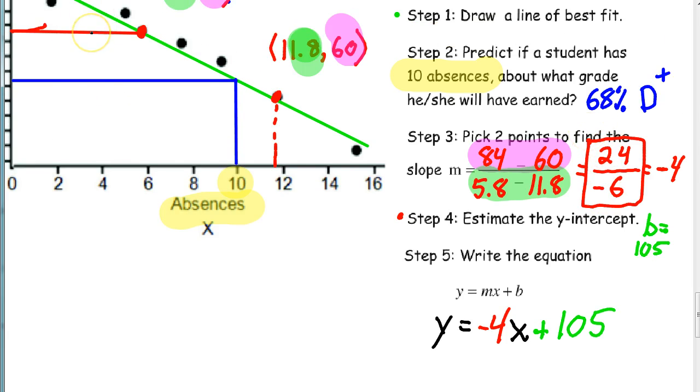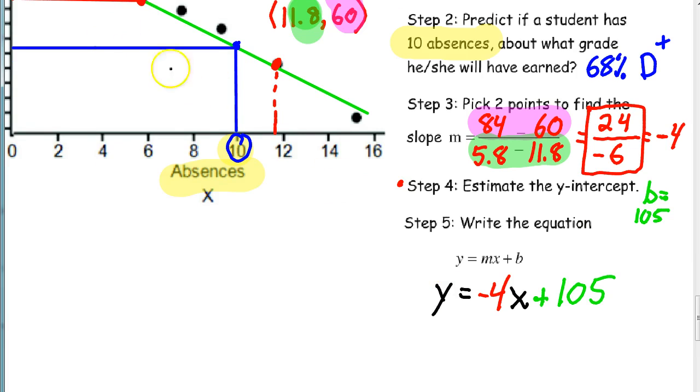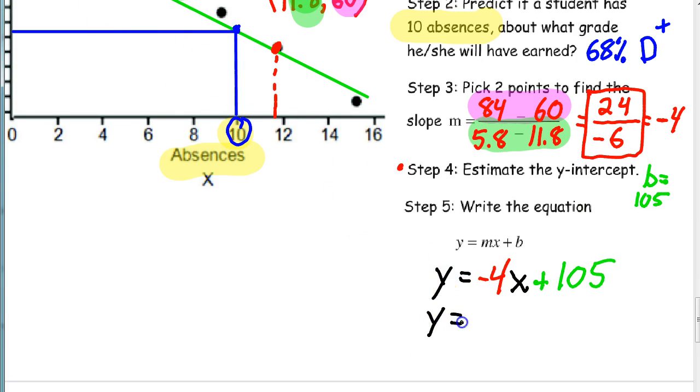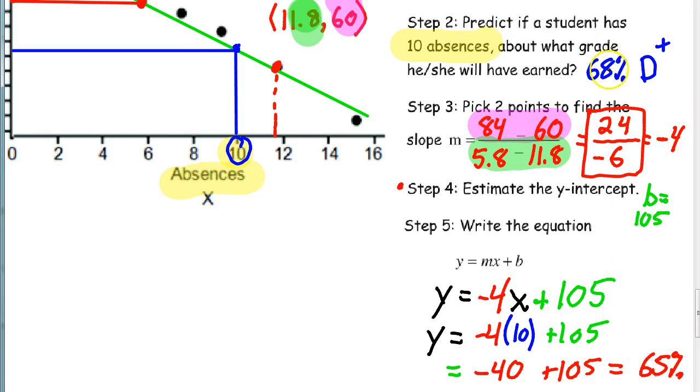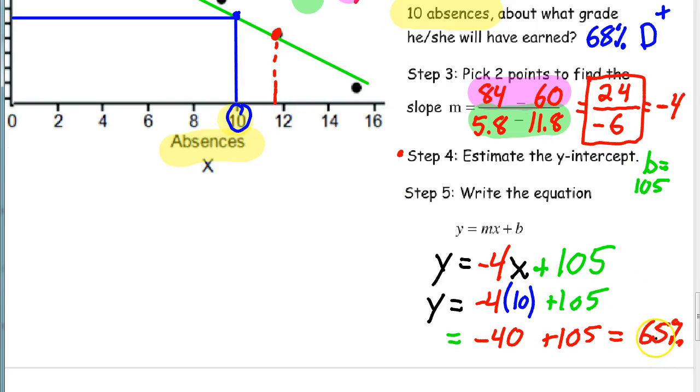So what I want to do now is go back and remember how we estimated with the graph what grade 10 absences would be. I want to plug in 10 into the formula and see if I get a similar answer. So it comes out to be negative 40 plus 105, which would be roughly 65%. So from the graph, I end up with 68%. From my equation, I got 65%. Both of them are valid. Both of them are correct.